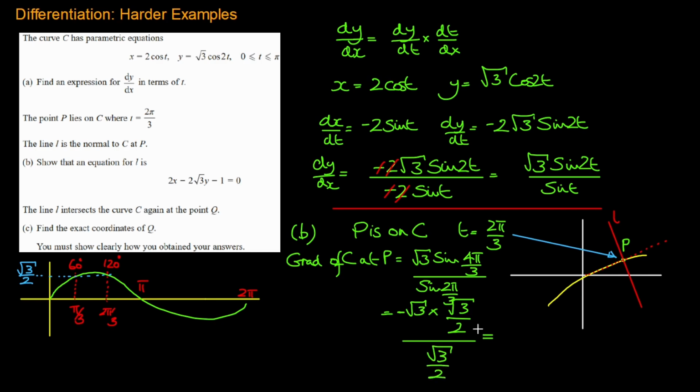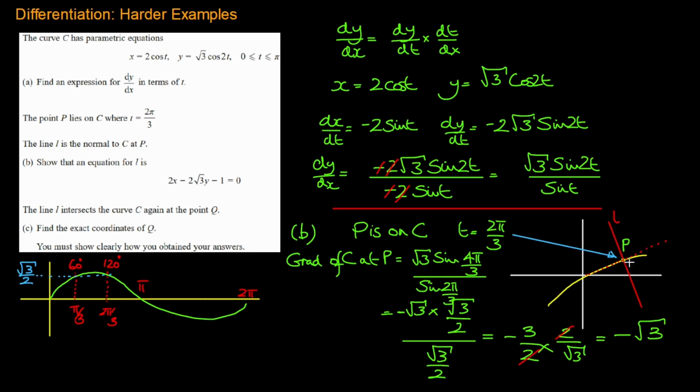Now, tidying all that mess up, we get root 3 times root 3, which is simply 3 over 2. So this is negative 3 over 2 multiplied by the upside down version of this, which is 2 over root 3. The 2's cancel, and we're left with 3 as root 3 times root 3. So you imagine one of those cancelling, and I get that the gradient is negative root 3. So that means the gradient of the dotted line here is negative root 3.